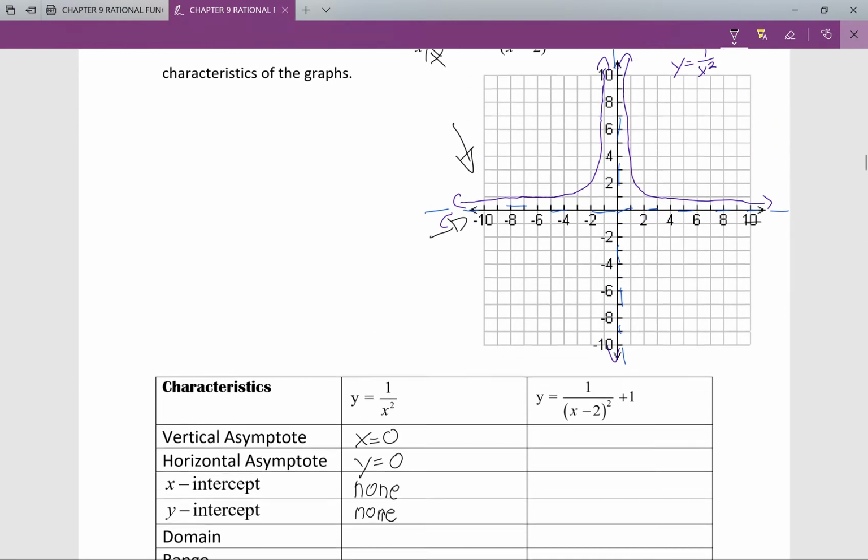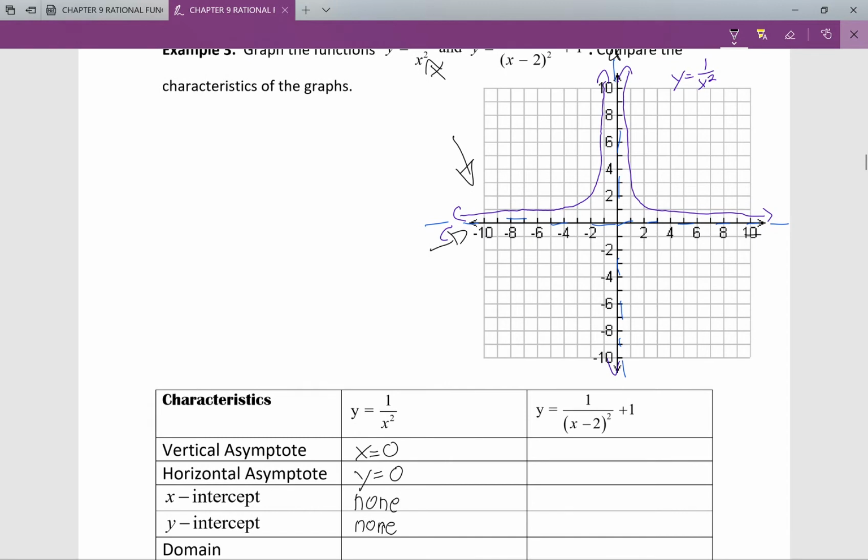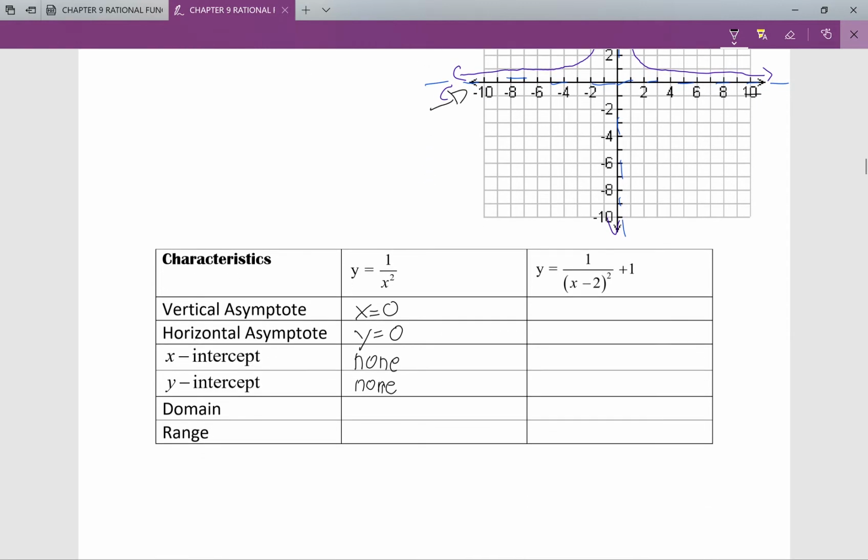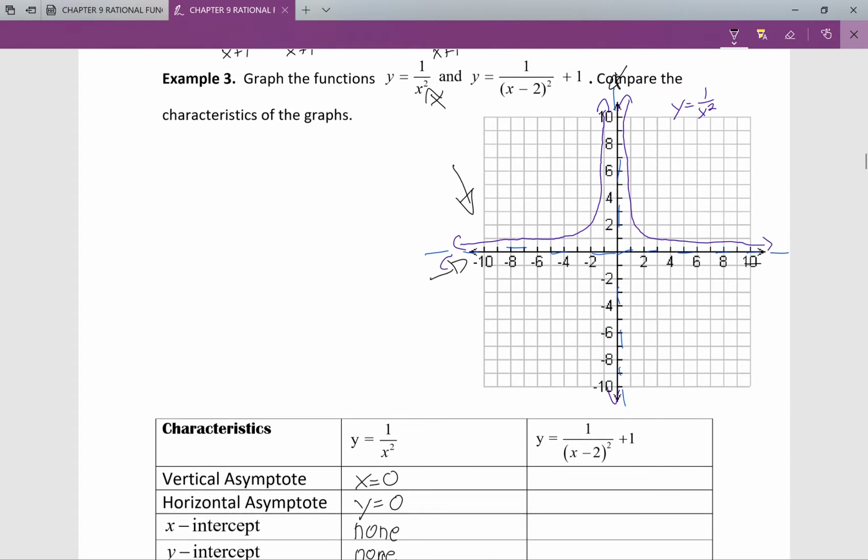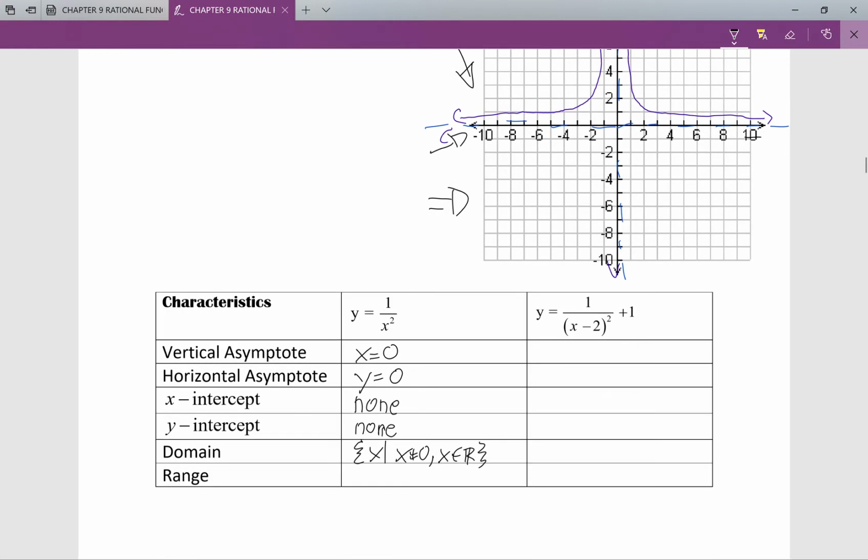My domain can be any value for x with the exception of x equals 0. So we just go curly bracket x where x cannot equal 0 and x is in the set of real numbers. My range is a bit more complicated. We notice that I can't occupy this bottom part of the graph or anything under the x-axis, nor can I be on the x-axis. So my range is just going to be y, where y is greater than 0 and y is in the set of real numbers.